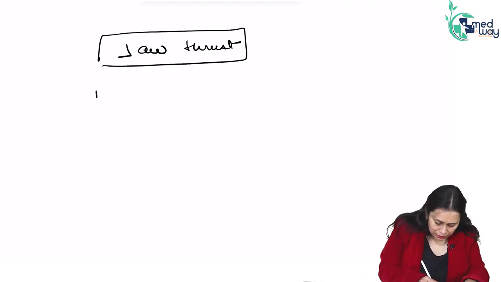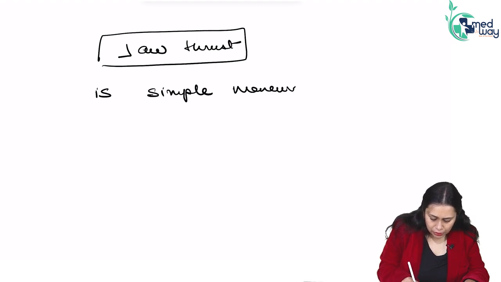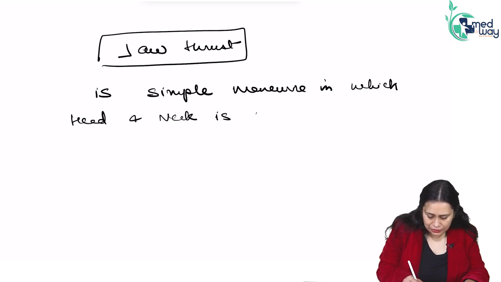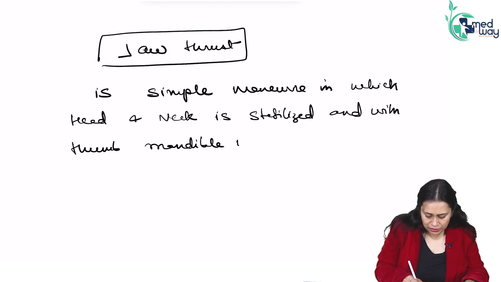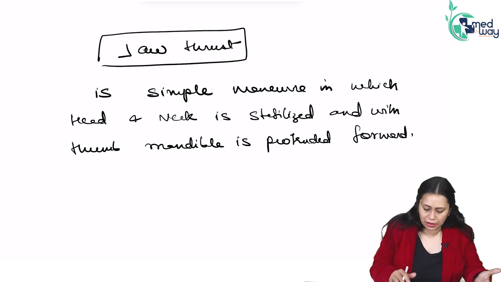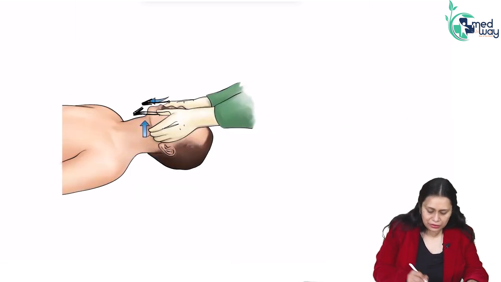So jaw thrust is a simple maneuver in which head and neck is stabilized, and with the thumbs, the mandible is protruded forward. Okay. So this maneuver also does the same thing, lifts the tongue. So this is your jaw thrust maneuver.